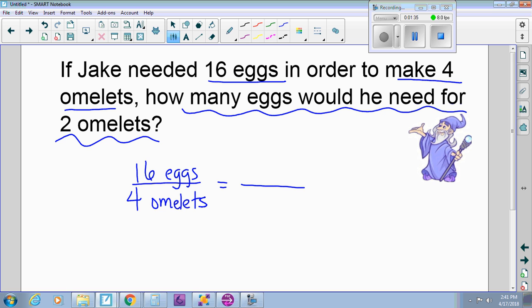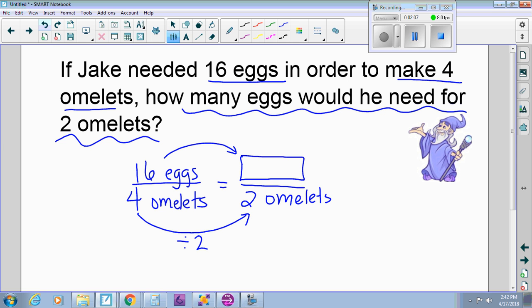All right, and you'll notice that I labeled these numbers, right? So that's very important for you to do because it helps you stay organized. So now I know that I need to figure out how many eggs. So eggs is our missing piece that goes on top, and 2 omelets. So essentially what you're doing is you are scaling this 4 down to 2 because you're making half the amount. You're dividing this by 2, and if we do that to this divided by 2, we know we are only going to need 8 eggs. So your answer for that one would be 8 eggs.